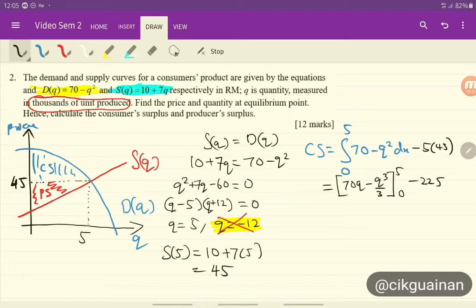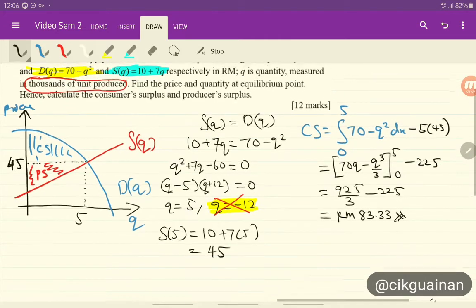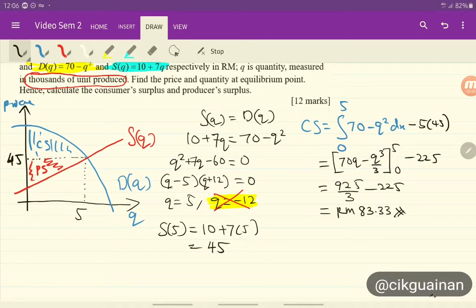So 70 times 5, minus 5 cubed over 3, from 0 to 5. That one I get 925 over 3 minus 225. We need to get the figure in decimal. It should be RM 83.33. Wait, the price is in RM, yes, correct. Okay, now there's no space here.